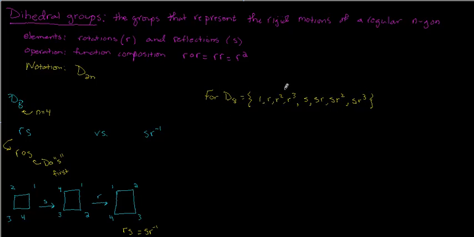But this presentation or this description of D8 only gives us half the story. It doesn't tell us anything about how these operations work together. It doesn't tell us anything like that RS is SR inverse, and so that information is very valuable, and we want to have a way to express that, and that's what we call the presentation for our group.